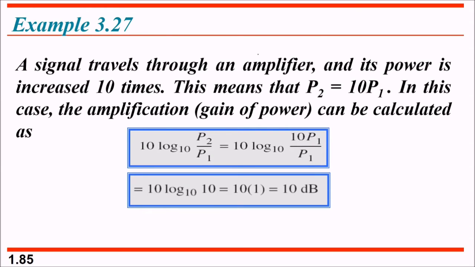Now a signal travels through an amplifier and its power is increased by 10 times. So now the initial power is P1, and the received power is 10 times P1. We can calculate it in dB as 10 log10 of P2 by P1, and P2 is nothing but 10 P1. These get cancelled, and this is just 10 log10 of 10. The base is 10, so it will be just 1. So that will be 10 dB. See, the power increases by 10 times, but it is just a 10 dB enhancement, or gain of power. This is the gain.